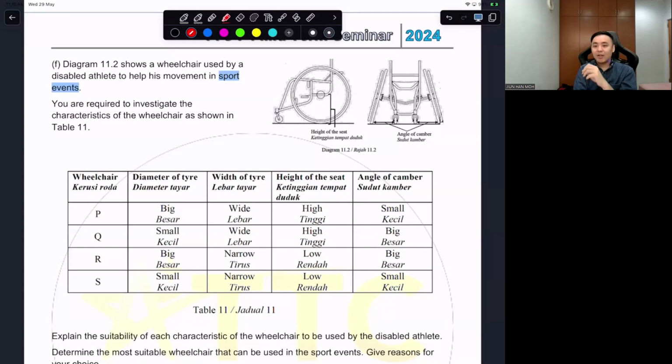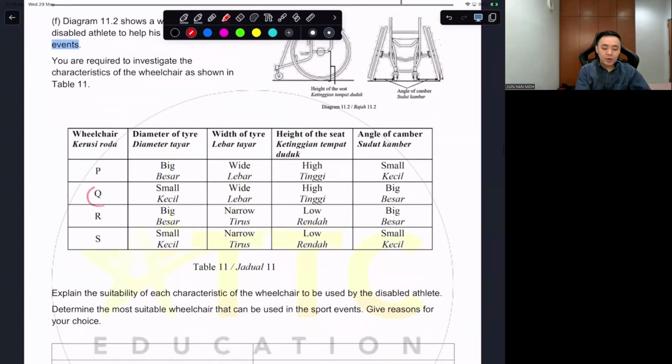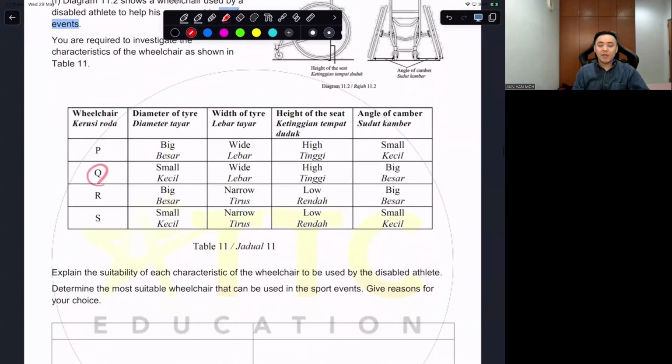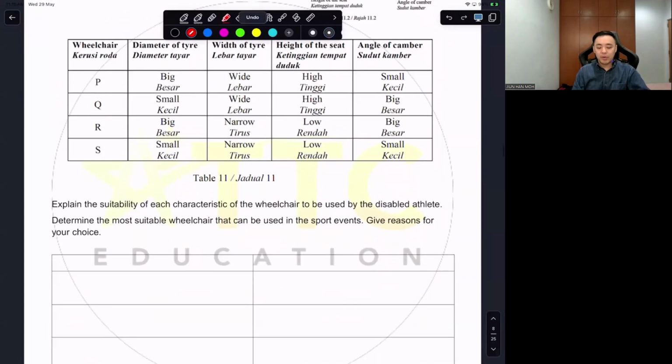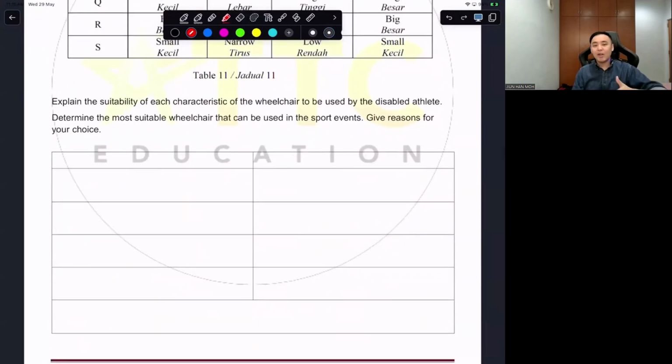don't write the conclusion first. That's the biggest problem everybody does. Like, you choose already. Let's say, maybe your answer is Q. Then what's the first thing you write here? You already say, oh, Q is the best because Q is like this, because Q is like this, because Q is like this. Now, if you answer this way, you're not gonna get any marks at all.